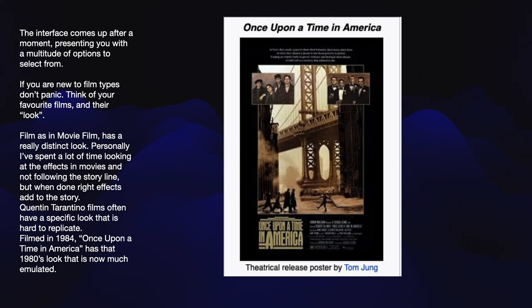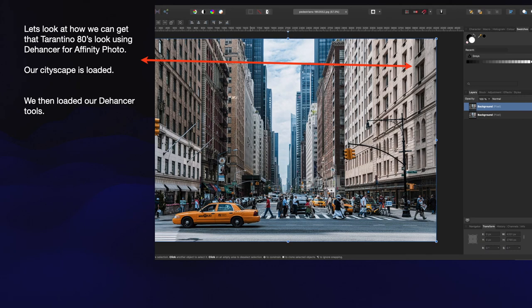If you're new to film types, don't panic. Think of your favourite films and their look and feel. Film, as in movie film, has a really distinct look. Personally, I've spent a lot of time looking at the effects in movies and not following the storyline. But when done right, effects add to the story. Quentin Tarantino, for example, films often have a specific look that is hard to replicate. Filmed in 1984, Once Upon a Time in America has that 80s look that is now much emulated. So let's look at how we can get that Tarantino 80s look using Dehancer for Affinity Photo.